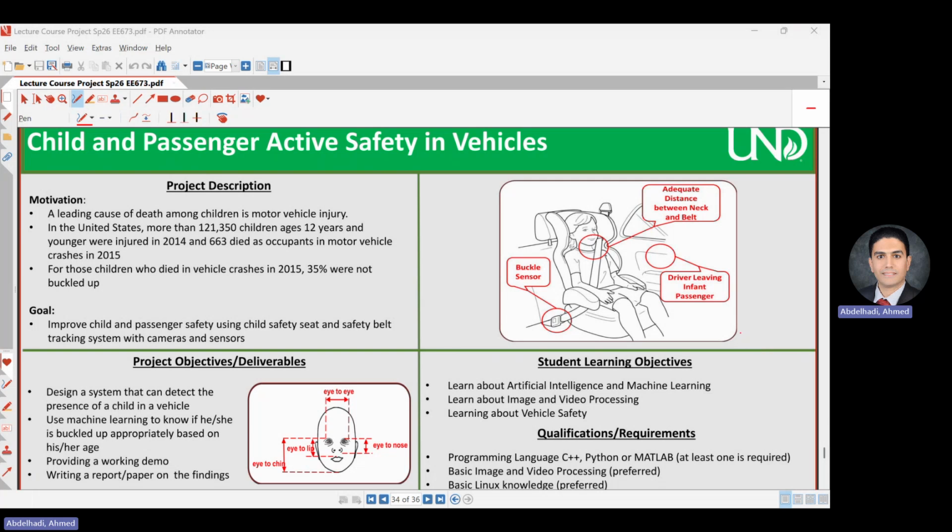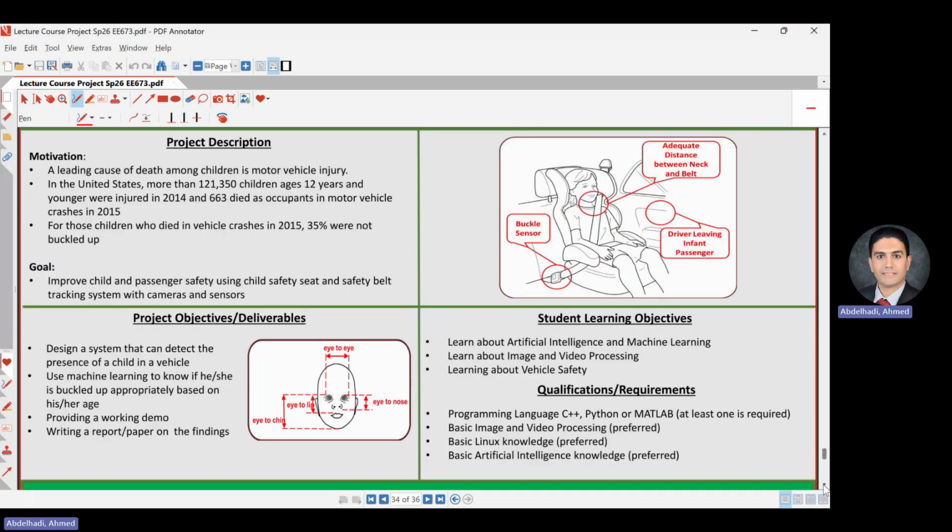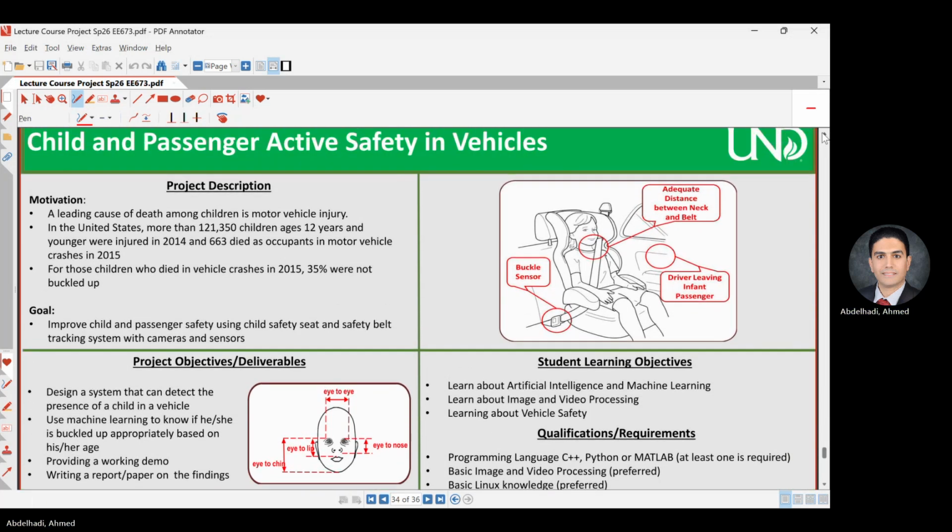All right, so last time we stopped on that project. It's project number 19, child and passenger active safety in vehicles. As I mentioned, when you are talking about the motivation part, make sure you try to include some statistics from references.